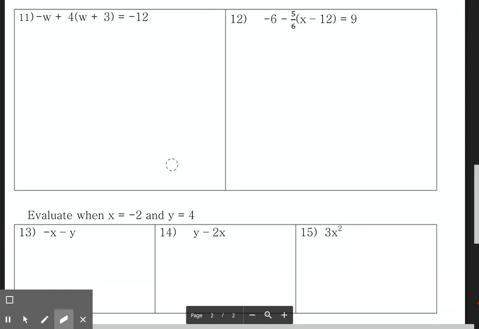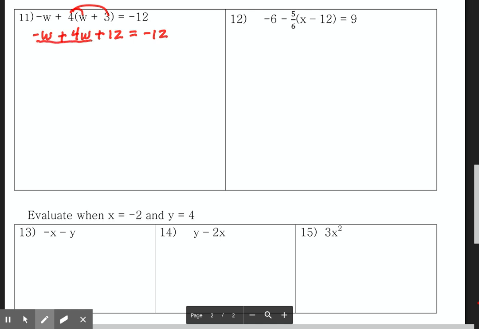Problem 11. This is where we have our distributive property as well. So we're going to do our hippity hoppity distributive property. So we're going to have negative W plus 4 times W is 4W. 4 times 3 is 12 equals negative 12. All right, so then we have our like terms right here, our variables. So this is understood to be a negative 1 plus 4. So we have different signs. Same signs add and keep, different signs subtract. Take the sign of the higher, then you'll be exact. So 4 is your higher number and it's positive. Plus 12 equals negative 12.